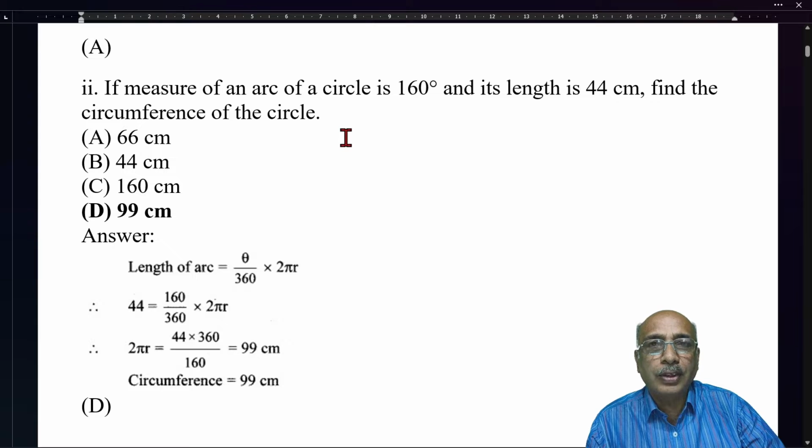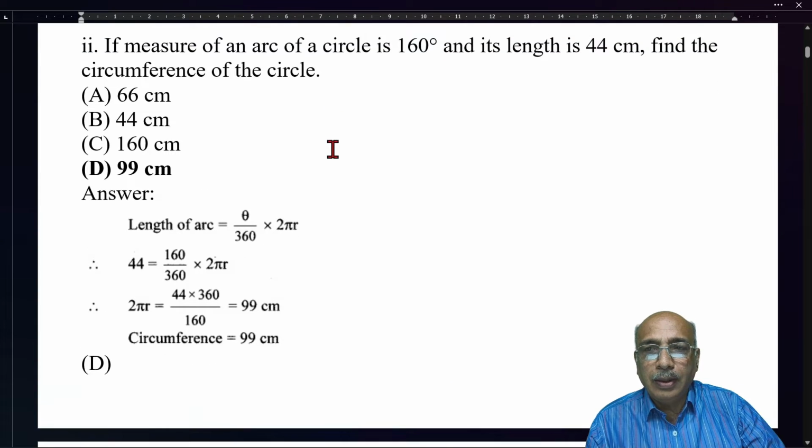If the measure of an arc of a circle is 160 degrees and its length is 44 centimeter, find the circumference of the circle. Length of arc equals theta upon 360 into 2 pi r. Substituting the values and calculating, we get circumference equals 99 centimeter. Option number D.